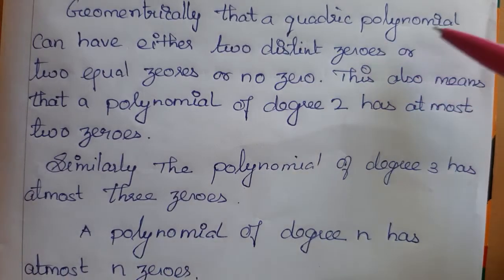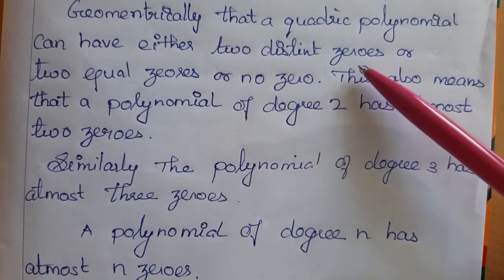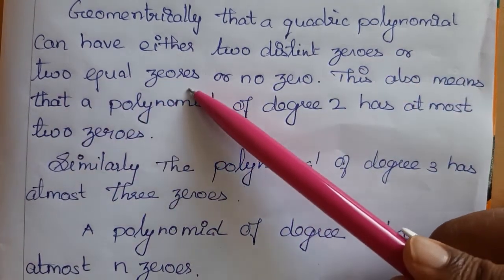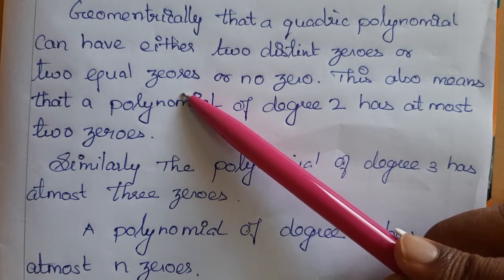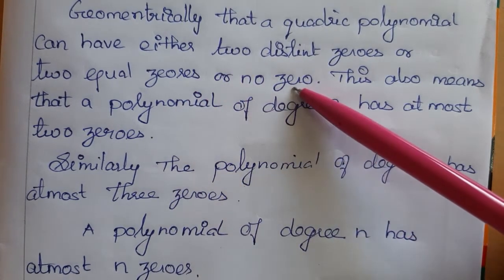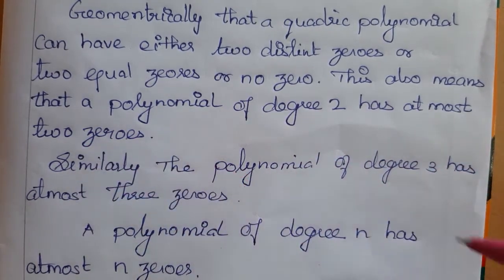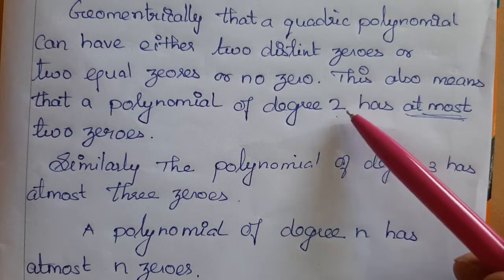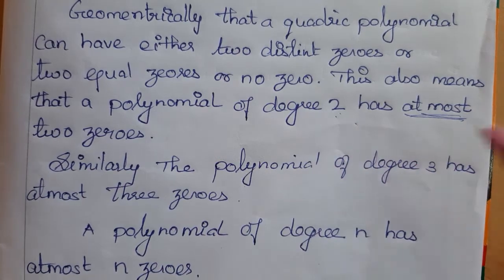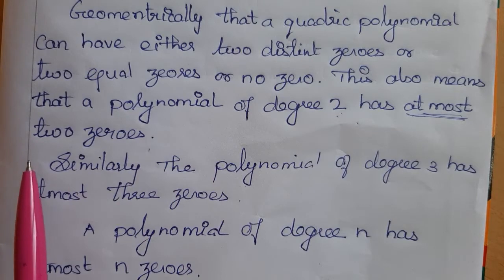Now, geometrically a quadratic polynomial can have either two distinct zeros, that's the first case, where it intersects the x axis at 2 points, or two equal zeros. The second case, it intersects at only 1 point, that means the 2 points are coincident there. Or no zeros, there are no zeros at all. That is the third case we saw, it never intersects the x axis. So this means a polynomial of degree 2 has at most 2 zeros. At most means it can have 2 zeros, or less than 2, or 1 zero, or no zeros, right? For the quadratic polynomial, at most 2 zeros, in the graphical representation we saw.